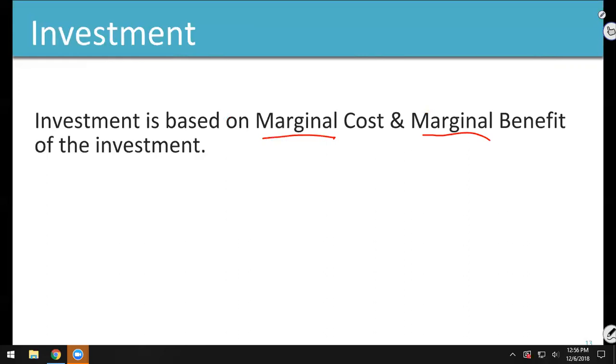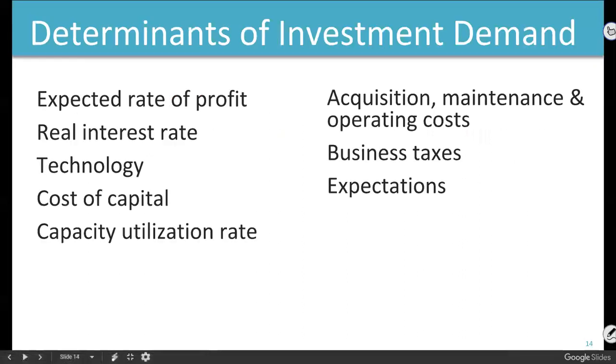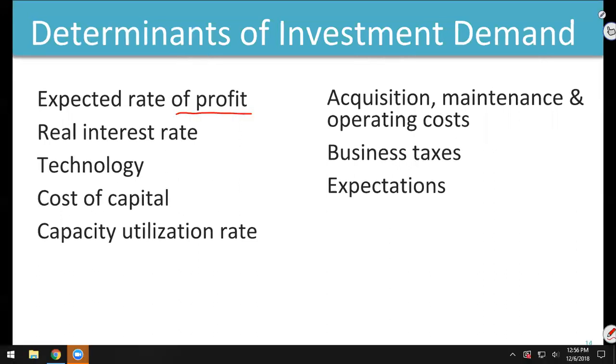So, the extra cost and extra benefit of the investment. Look at each investment one at a time and compare it to determine is it worth it to do it. And some of those, what goes into that thinking? The things that determine that extra cost, the things that determine that extra benefit. First, how much profit are you going to make? What is the expected profit?